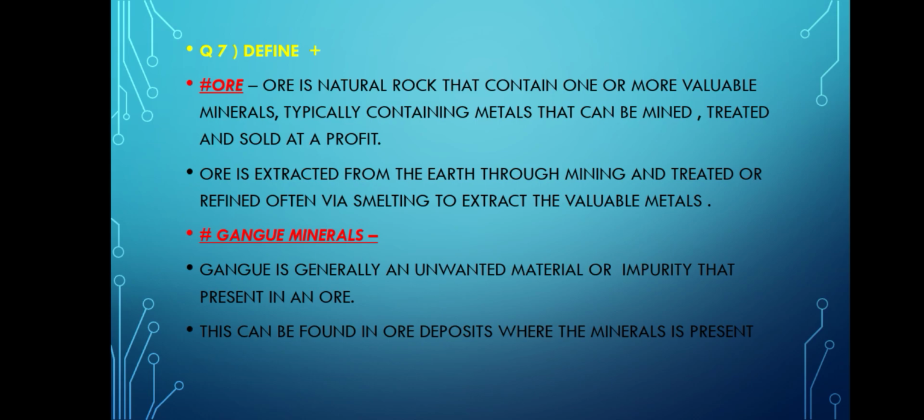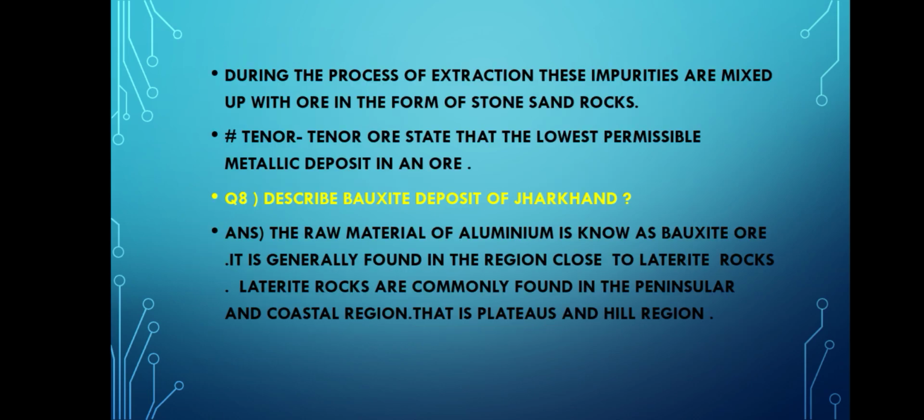Now, gangue mineral. Gangue is generally an unwanted metal or impurity that is present in an ore. This can be found in ore deposit where the minerals are present. Now next point, during the process of extraction, these impurities are mixed up with ore in the form of stone, sand, rocks. Now tenor. Tenor of ore states the lowest permissible metallic deposit in an ore. Now come to the next question, question number 8.